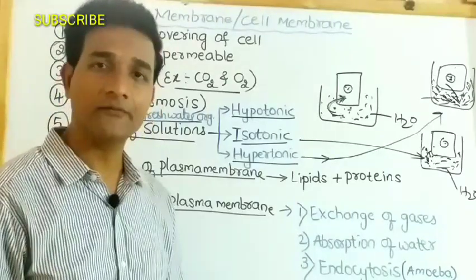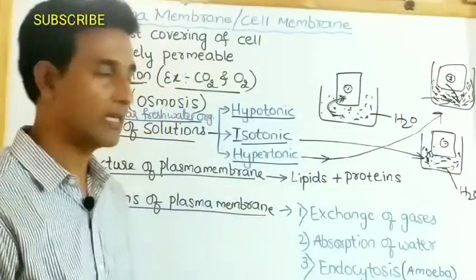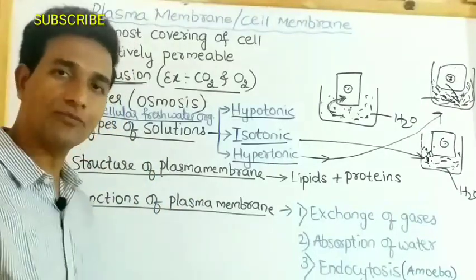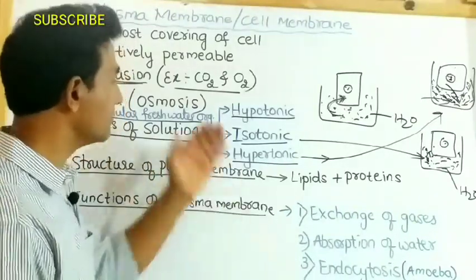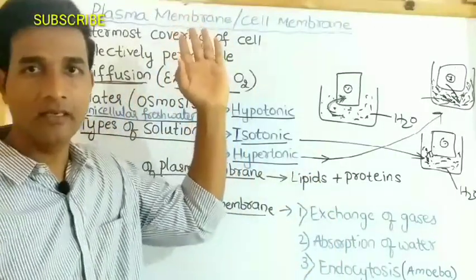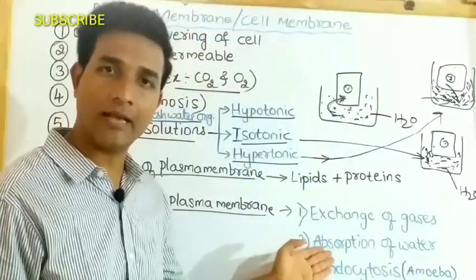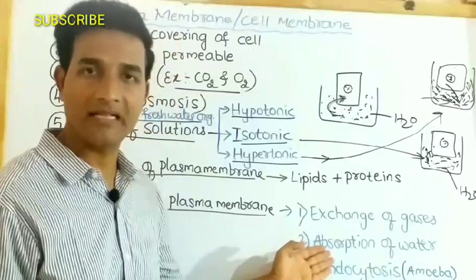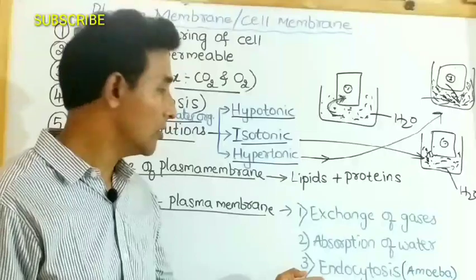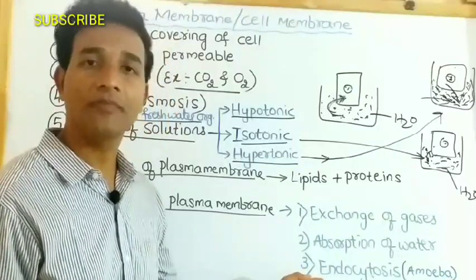The plasma membrane is flexible. It contains lipids as well as proteins as part of its structure. Now finally we come to the functions of the plasma membrane. The plasma membrane helps in the exchange of gases, as we studied, carbon dioxide as well as oxygen. It helps in absorption of water, by the roots as well as from cell to cell. It also helps in nutrition, getting food from the outer medium.